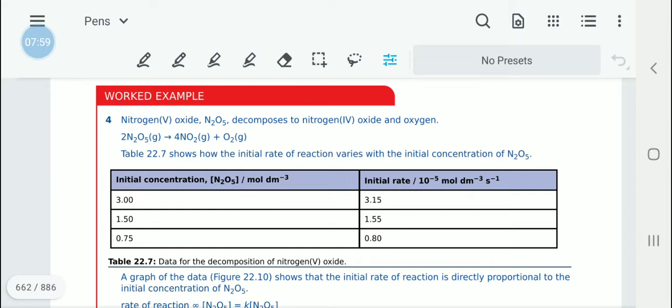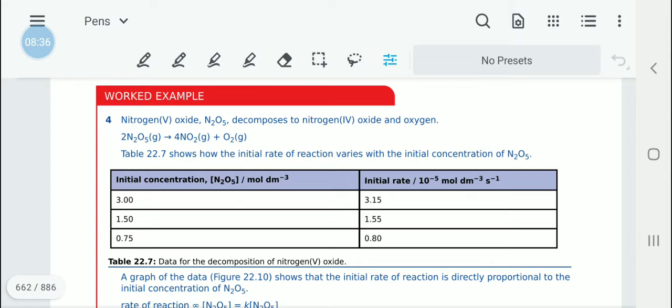So nitrogen pentoxide, N2O5, decomposes to nitrogen dioxide and oxygen: 2N2O5 gas gives 4NO2 gas plus oxygen. They have given the initial rate of reaction and how it changes with the initial concentration of N2O5. On the left hand side is the initial concentration of N2O5, and on the other side the initial rate. If the concentration is 3, then the initial rate is 3.15, and when it is 1.50, the initial rate has dropped by half, to 1.55.